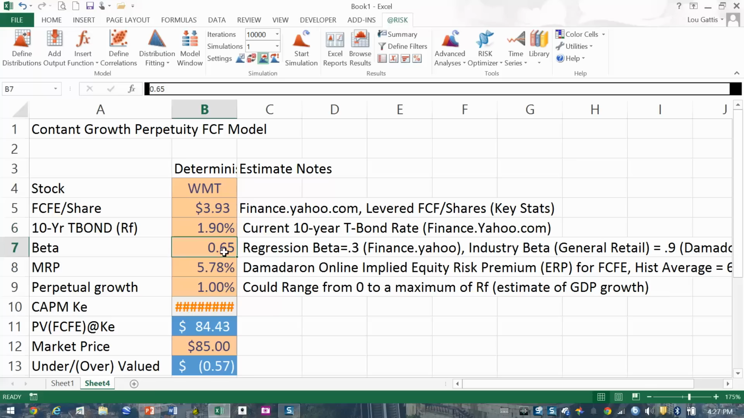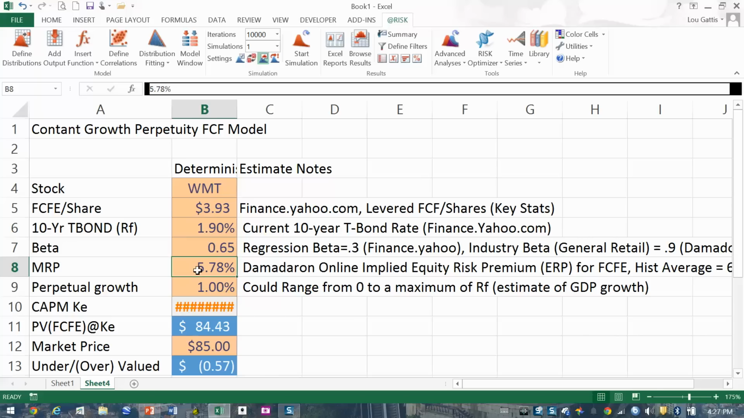For beta, now beta was a little tougher. I found a regression beta on Yahoo Finance of 0.3. However, when I looked on, say, Damodaran's website and saw what the typical general merchandise retail beta is, it's about 0.9. So I'm not sure what to use. 0.3 seems a little low. 0.9 might be on the high side. So I'm going to use roughly the middle of that, 0.65.